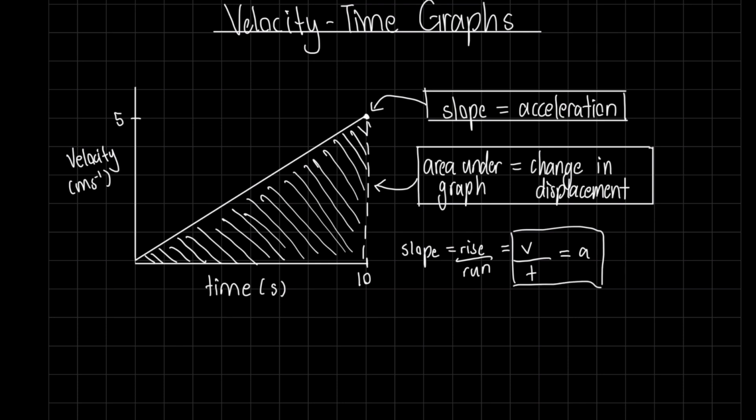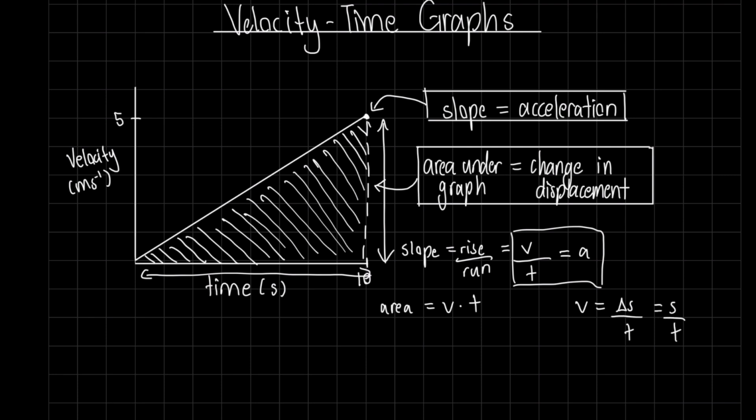So if we wanted to look at the area of this, it would just be this and this, right? So we'd multiply those two variables. That would be velocity multiplied by time. But as we've seen before, velocity really is just the change in displacement over time. So that means if we just did some basic algebra, change in displacement is velocity multiplied by time. So the area has to be the change in displacement.